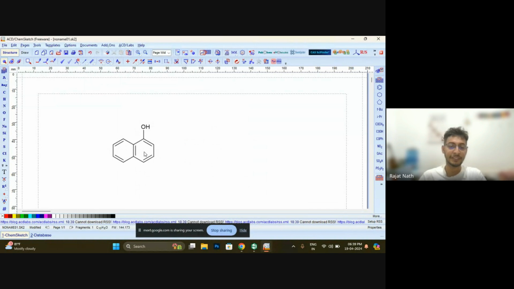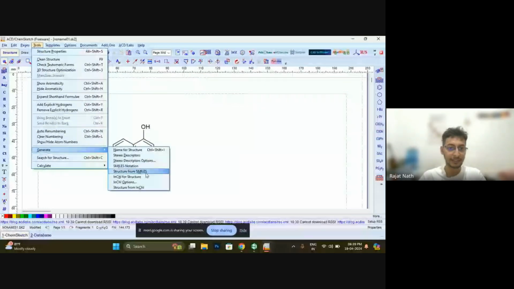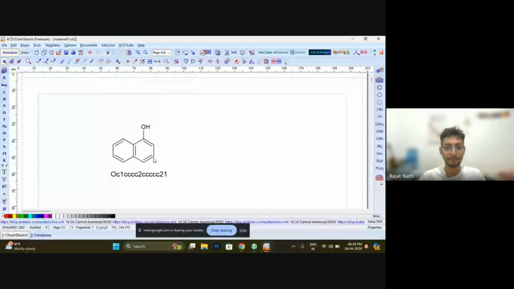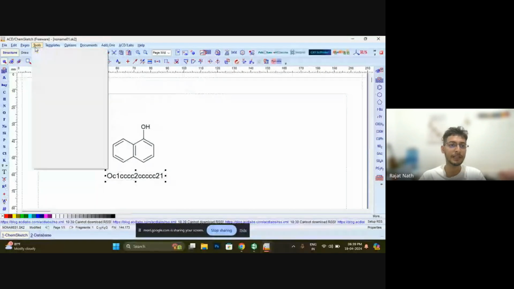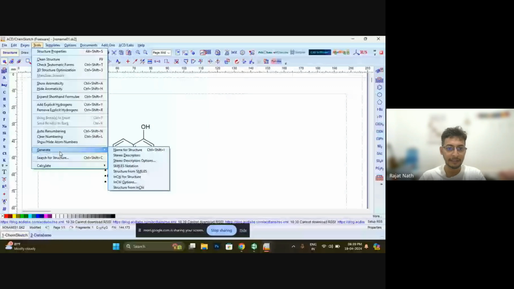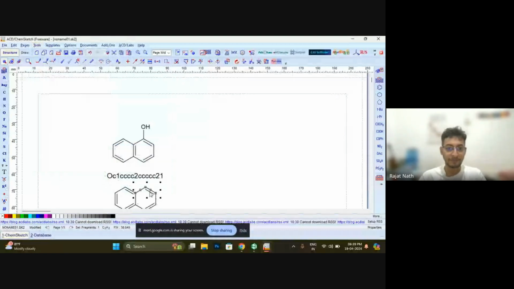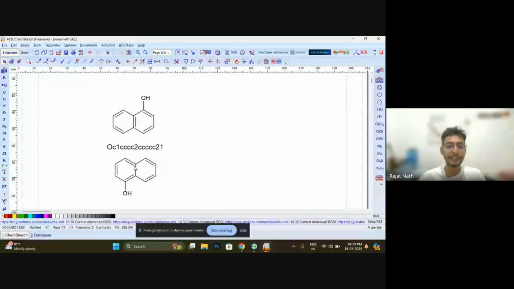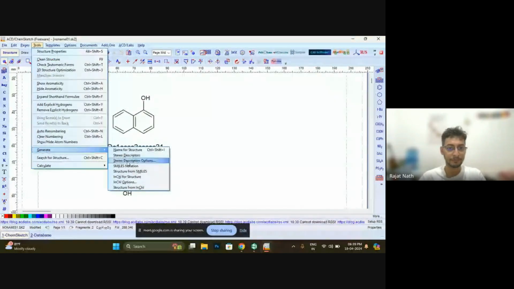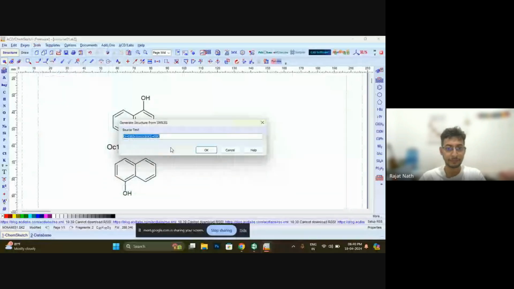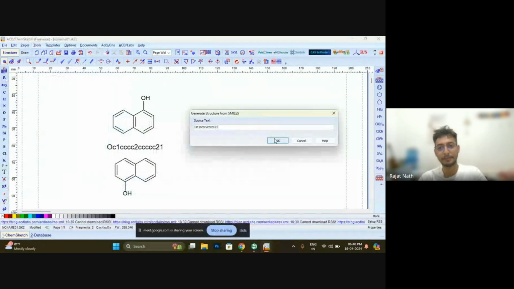This is my structure. To get the SMILES notation, I will go to Tools, go to Generate, and click on SMILES notation. The SMILES will be pasted in the workspace. If I want to draw this structure from this SMILES, I will copy this SMILES, go to Tools, Generate, Structure from SMILES. As I already selected this SMILES notation, it came automatically. Otherwise, you can just paste the SMILES and click OK.